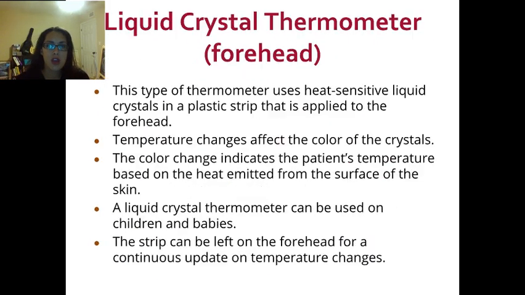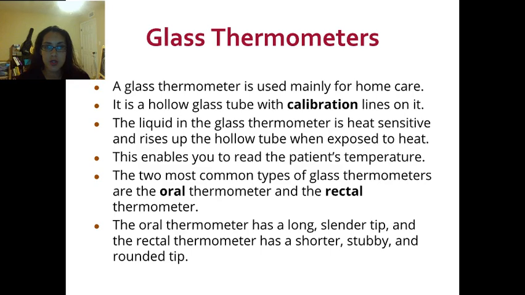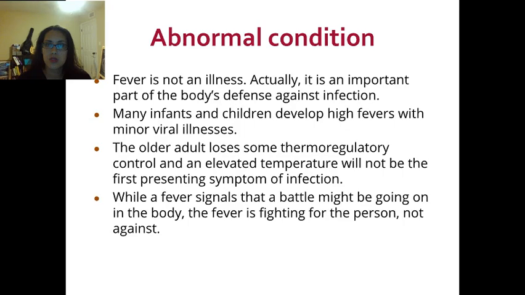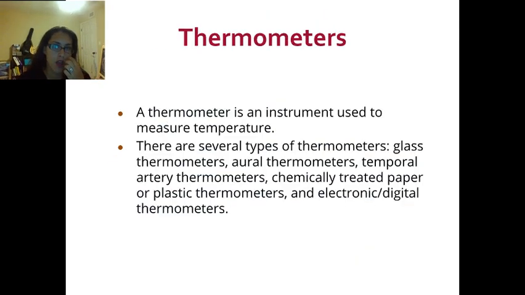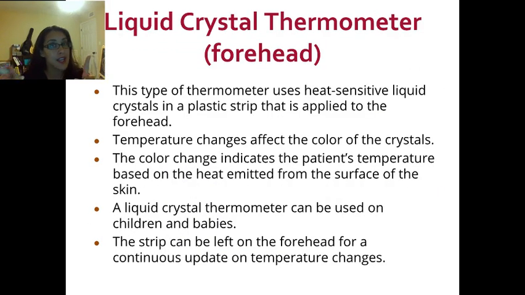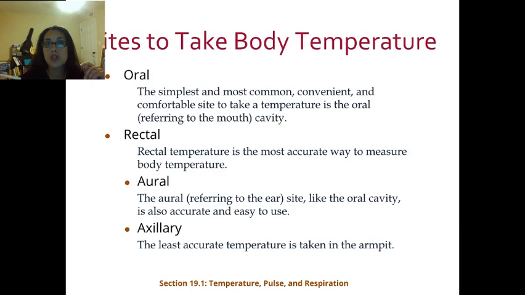The normal temperature, if anybody knows, normal temperature is 98.6. And that changes depending on the site. If you use temporal, it's going to go a little bit cooler. It'll probably be 97.6, more than likely 97 in that range.